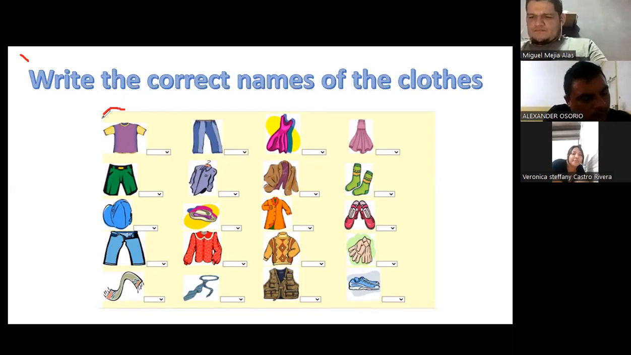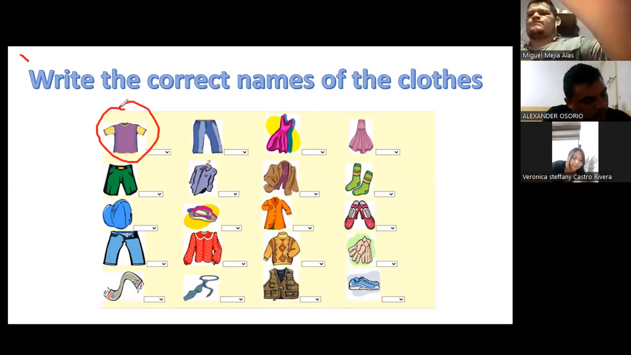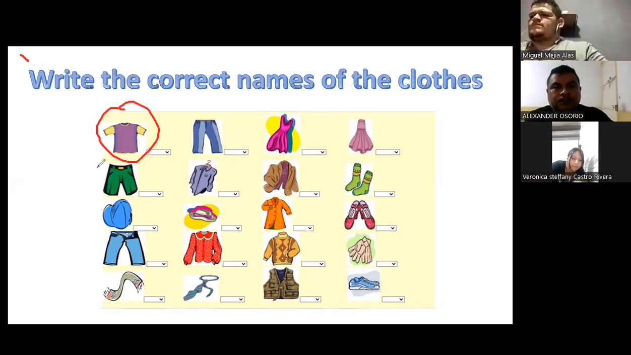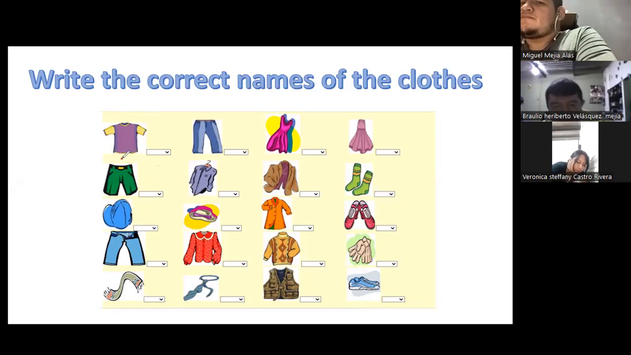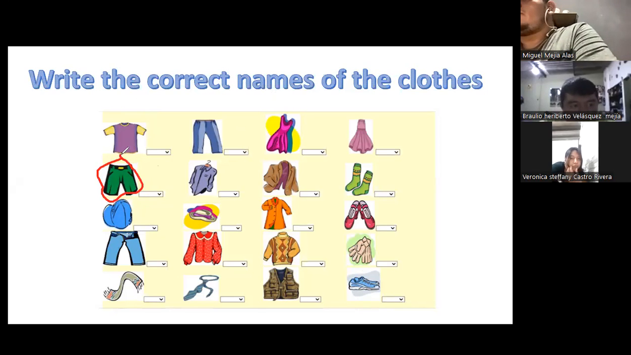And you can see, what will be the name of this article? It's a t-shirt, right? Like soft. Okay, what about the next ones? Shorts, right? Because they are shorts. Porque son cortos.